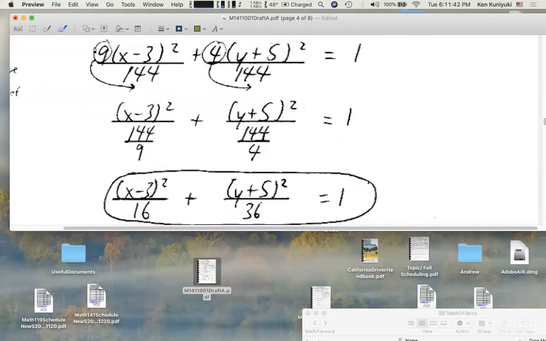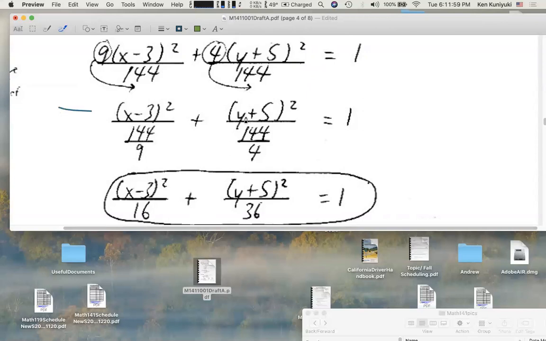Okay, 144 divided by 9. Okay, 9 divided by 9 is 1. 144 divided by 9 is 16. Over here, 4 divided by 4 is 1. 144 divided by 4 is 36. So we're lucky. We do end up with integers down below. But we could have had fractions. That's why I did this.